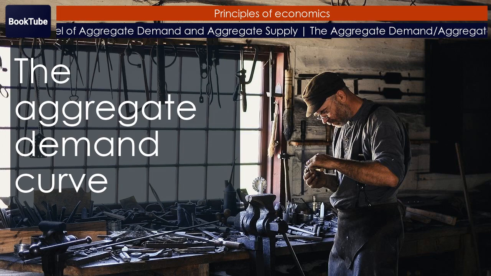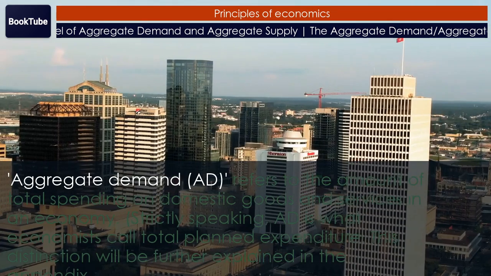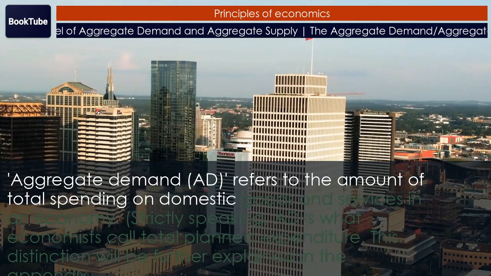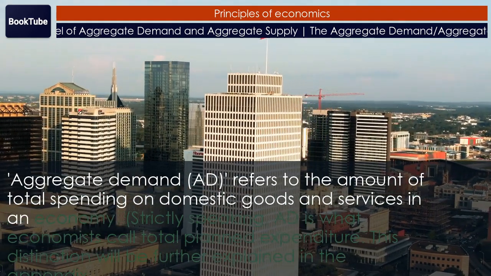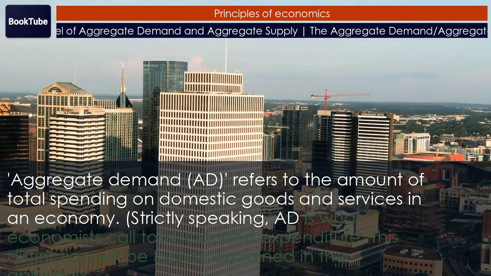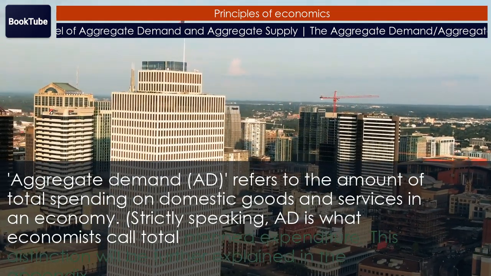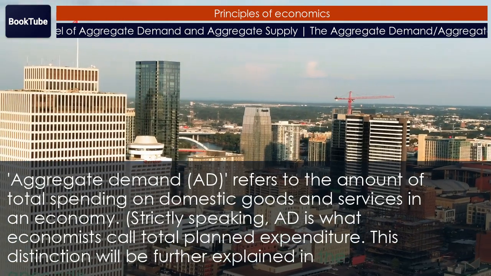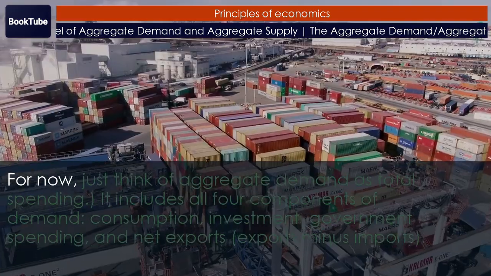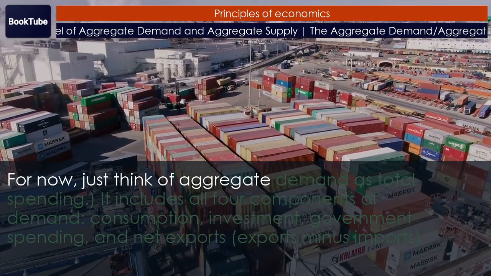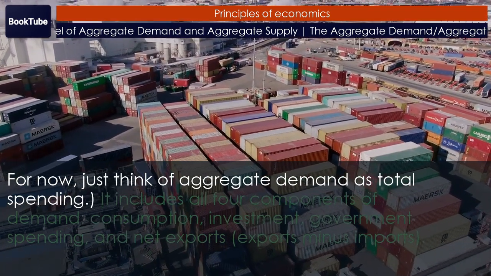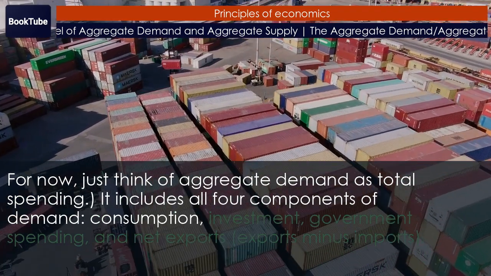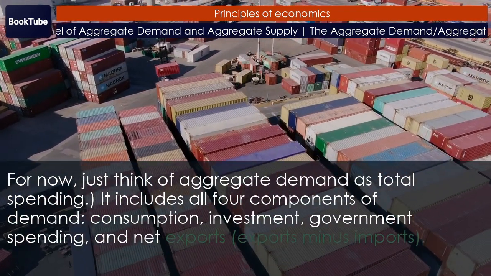The aggregate demand curve: aggregate demand, AD, refers to the amount of total spending on domestic goods and services in an economy. Strictly speaking, AD is what economists call total planned expenditure. This distinction will be further explained in the appendix. For now, just think of aggregate demand as total spending. It includes all four components of demand: consumption, investment, government spending, and net exports.